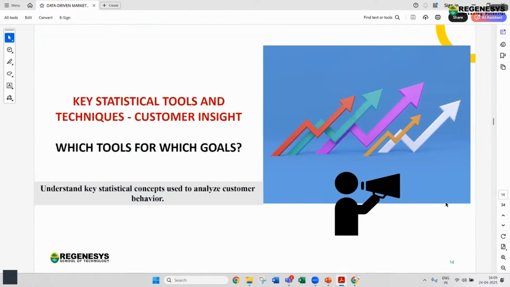Now we have seen why and how data is important in our lives, especially with respect to marketing. Now, the main statistical tools and techniques for customer insights. Once you collect the data, and we have seen how to collect the information, it is through various digital platforms that the data can be collected. Now, which tools are to be used for which goals? This becomes a question mark. There are many statistical tools and statistical techniques. First, we will understand a few of the statistical techniques for data analysis, and then we will see a few of the statistical tools.